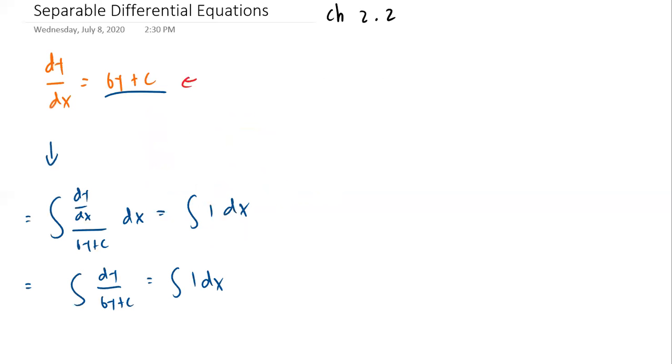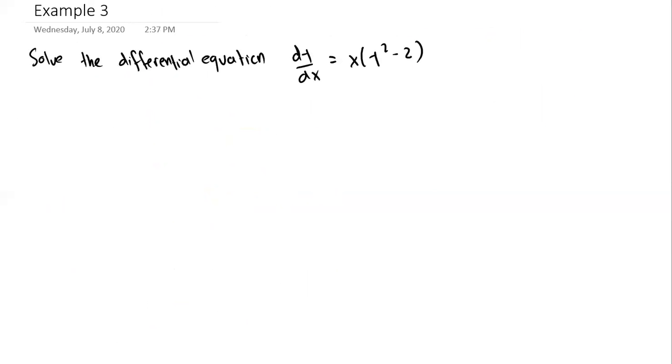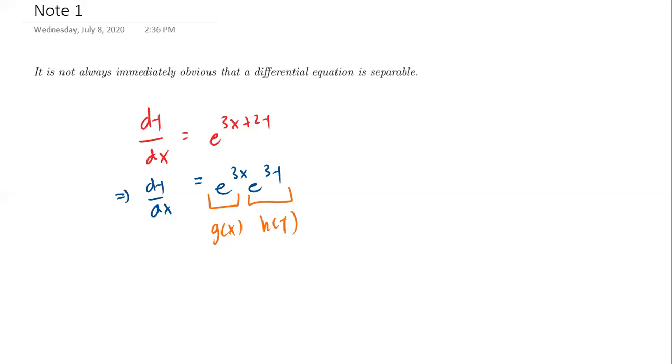So that's what a separable differential equation is. And how do you solve them? Just when you write it in this form, h of y times g of x, divide by h of y on both sides, and then integrate. So we're going to do one more example here, but I'm going to do it in the next video just so this video isn't too long.